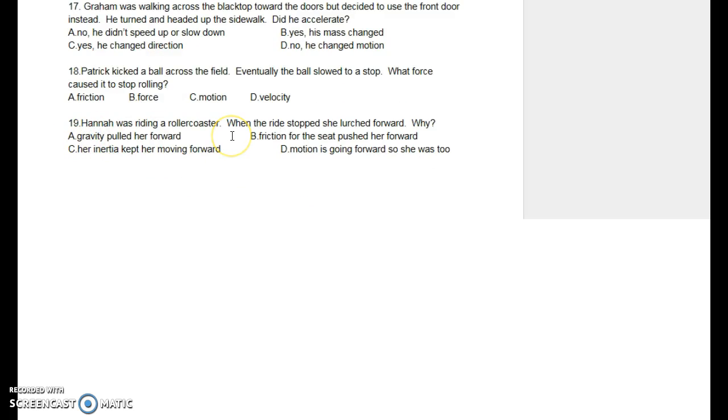Number 20. Hannah was riding a roller coaster. When the ride stopped, she lurched forward. Why? Gravity pulled her forward. Friction from the seat pushed her forward. Her inertia kept her moving forward. Motion is going forward, so she was stopped.